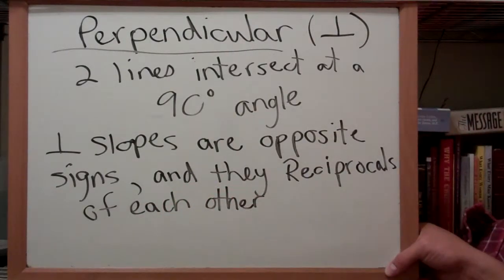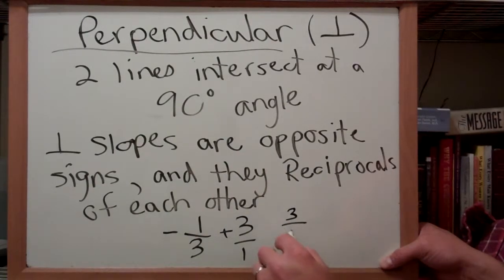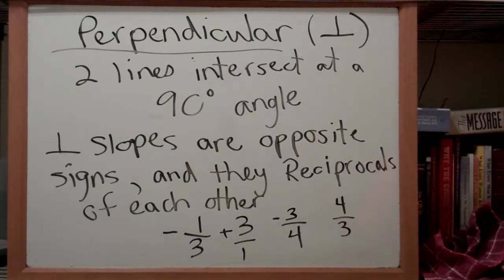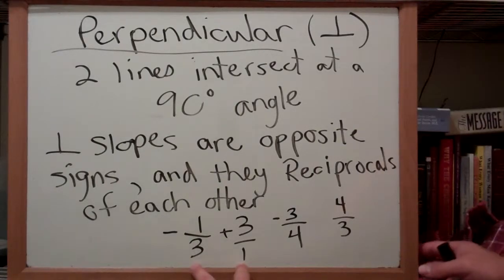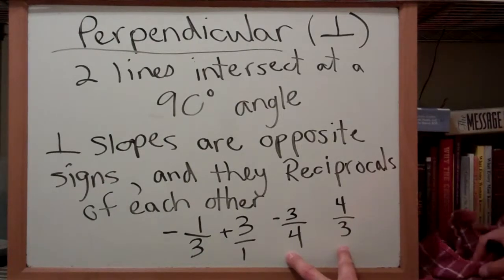And what does reciprocal mean? Well, reciprocal means that you take whatever fraction of the slope it is and you simply flip it. So 1/3 and 3 are reciprocals. If this were a negative 1/3 and a positive 3 slope, these two would be perpendicular slopes. If it's 3/4 slope negative and then 4/3 slope positive, these two would be considered perpendicular slopes. So these two lines form a 90-degree angle.